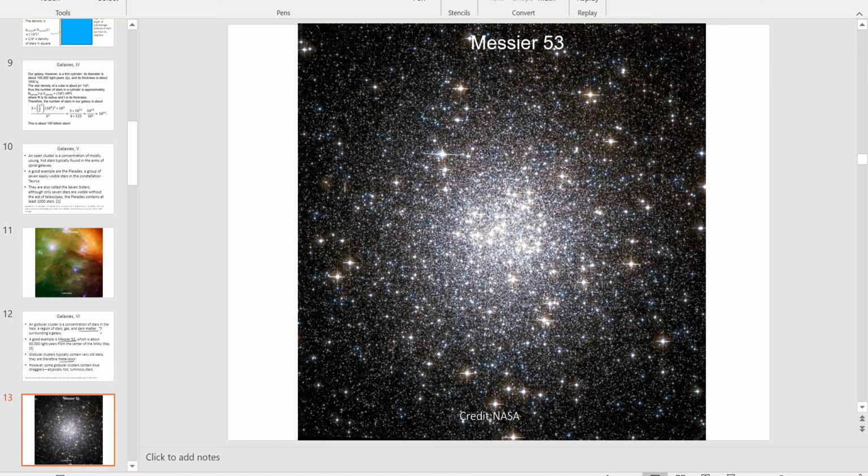Here is a picture of Messier 53. You can see that gas is not particularly visible in this photo. Really, you can just see collections of stars. It's a little bit hard to tell the colors of the stars. They generally look white, but you don't really see a lot of blue stars, although you do see some.